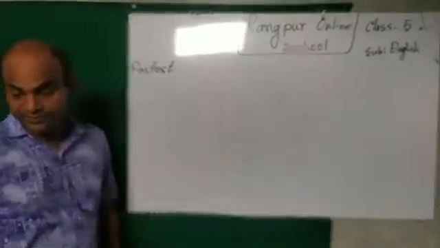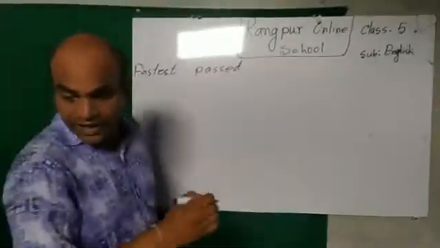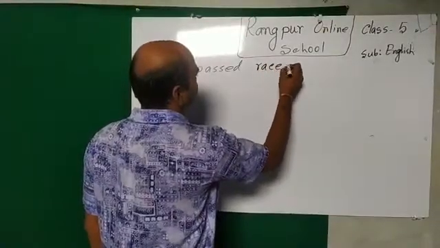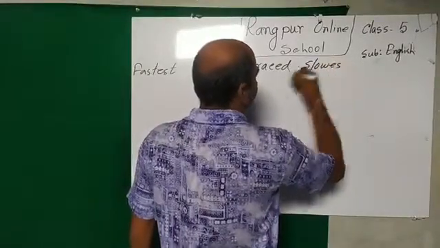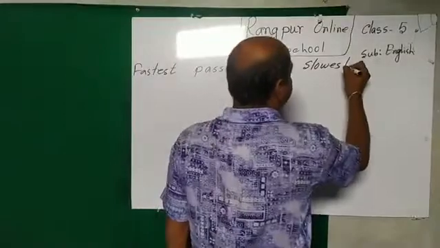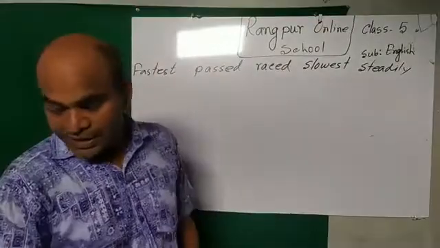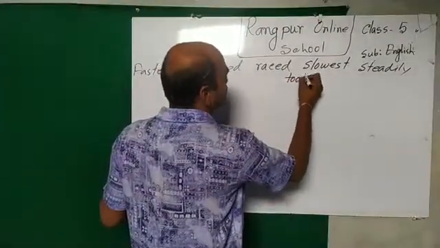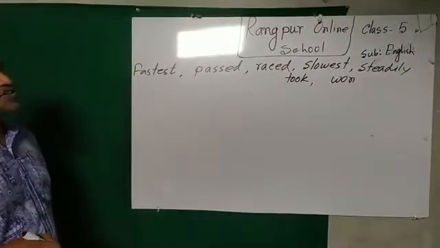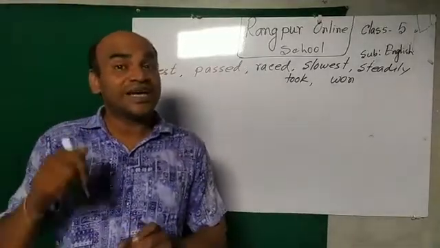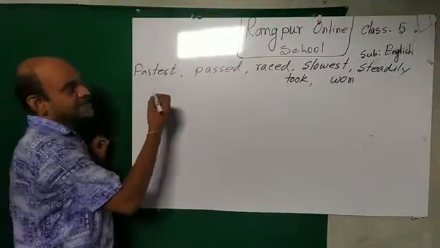Fastest, then past, then rest, then slowest, steadily, took and won. Here are seven clues given for you that you should choose to fill in the blank. The fill in the blank is about the hare.